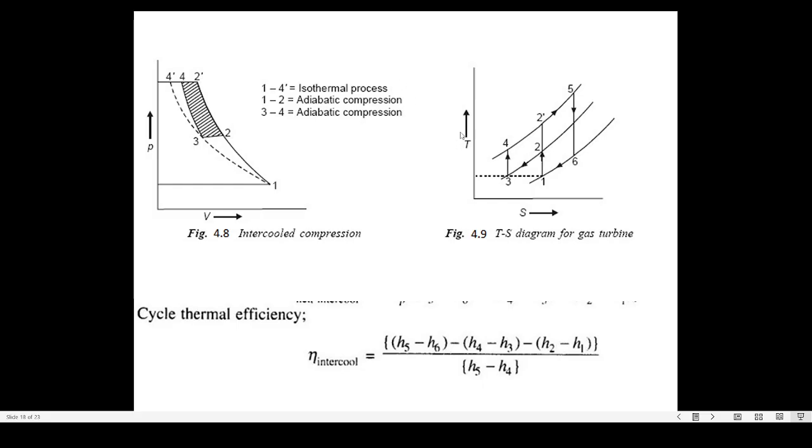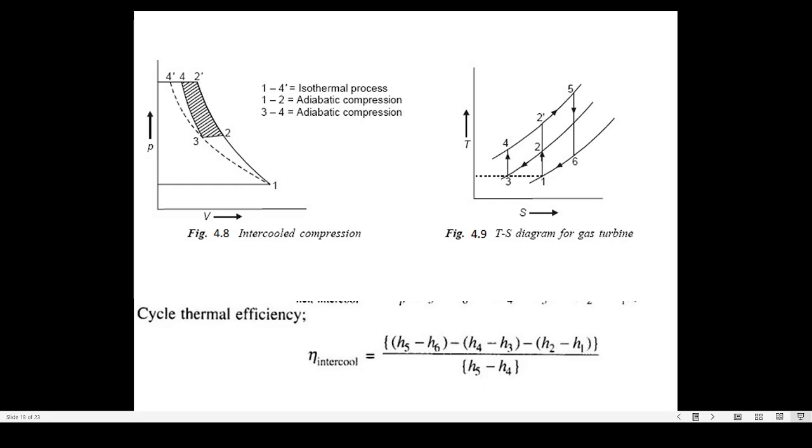Now, if I look into the temperature entropy diagram, the process 1 to 2 represents the isentropic compression of air in the low pressure compressor. Then process 2-3 represents the cooling of the air in the intercooler. The temperature of the air is reduced from condition 2 to condition 3. And I can see that the process 2-3 is nothing but a constant pressure heat rejection, isn't it?